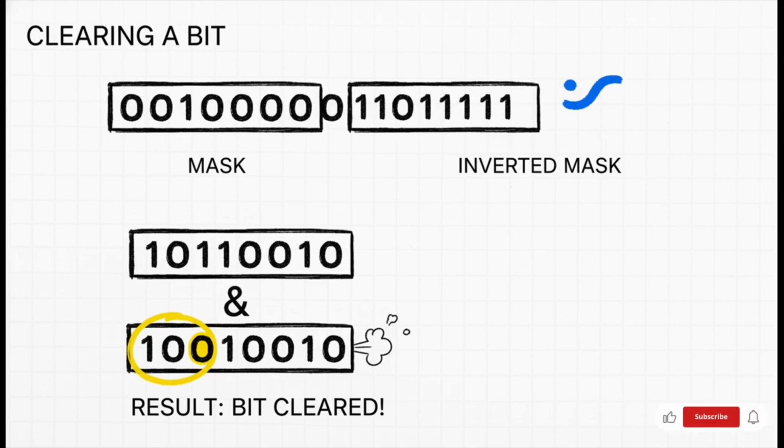Unsetting a bit, or clearing it to 0, is a little more clever. First, you take your mask and you invert it with the NOT operator. So now it has a 0 only at your target position and 1s everywhere else. Then you use the AND operator. That forces your target bit to become a 0 while everything else stays the same.